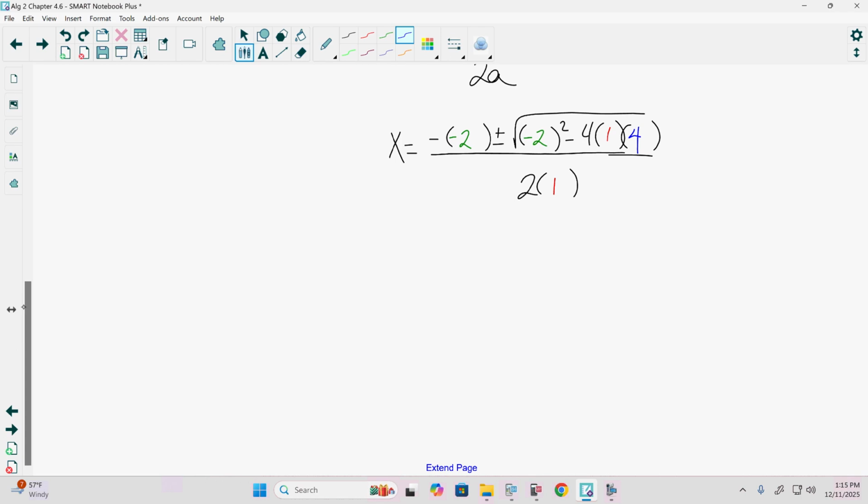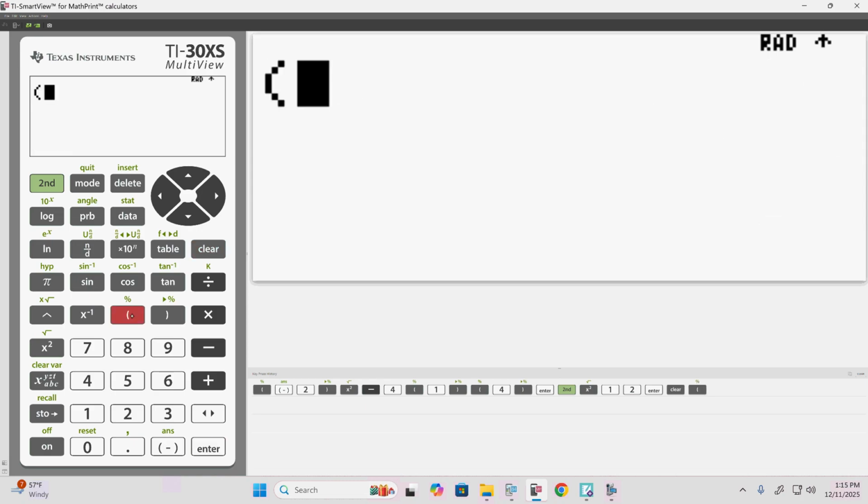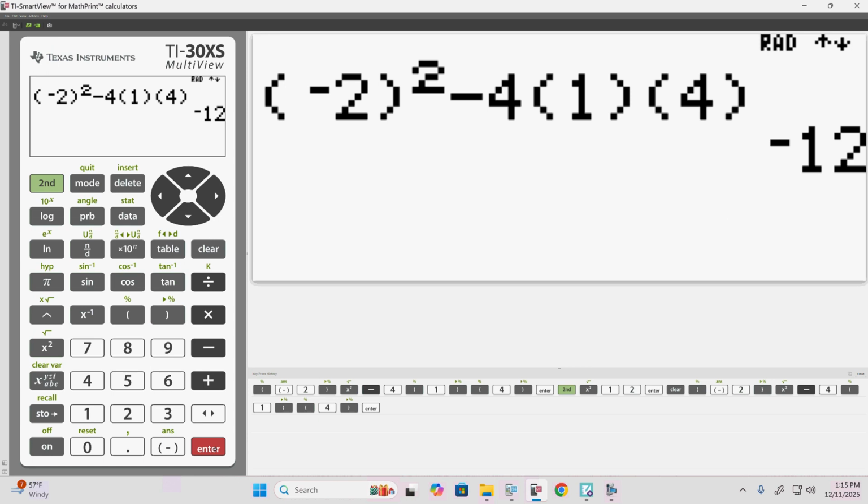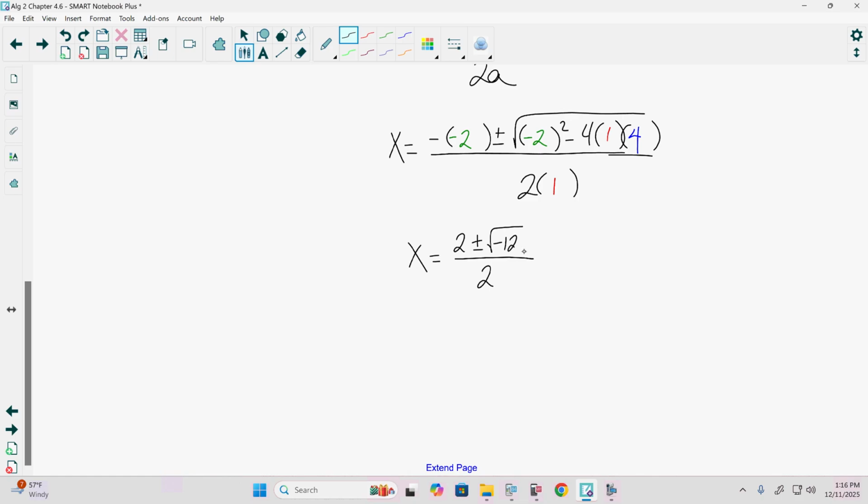Now, at this point here, we need to simplify. Negative 2 is going to become positive 2. In the bottom of the fraction, we have 2 times 1, which is just 2. Now, the last thing we need to simplify in this here is our negative 2 squared minus 4 times 1 times 4. And at this point here, I would just grab a calculator and say negative 2 squared minus 4 times 1 times 4 and let the calculator do it for us. And it tells us that it is negative 12.